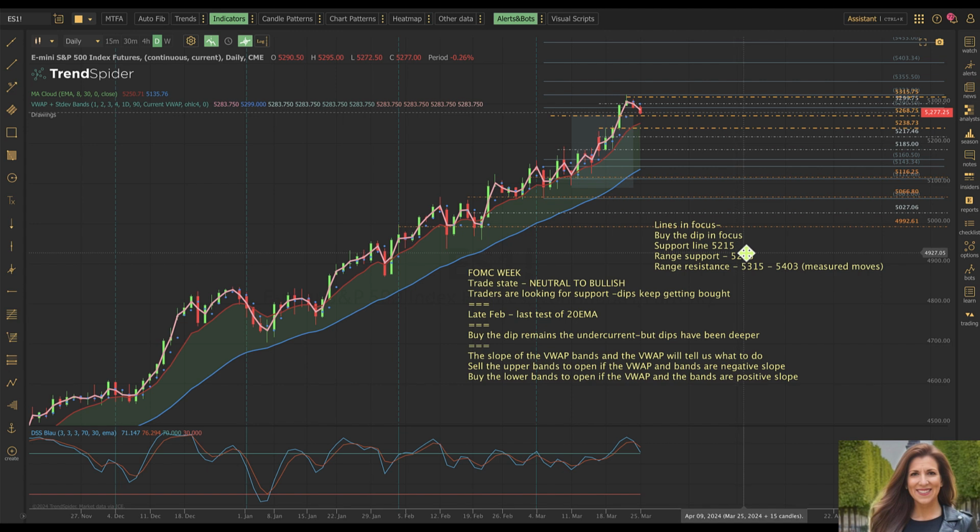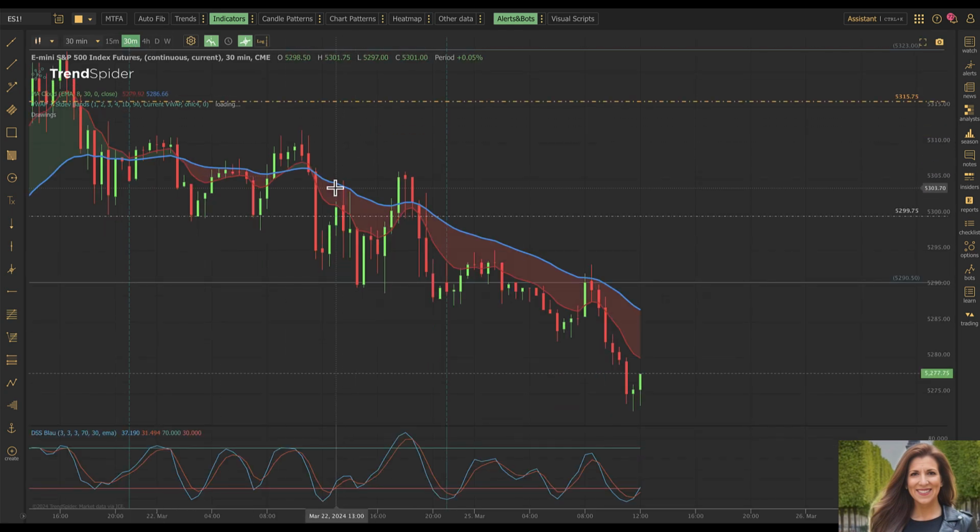It's been down. Key lines, 52.35 is that key support zone. Really, 52.38 probably where they're going to start buying. Range resistance, 53.15, and then the measured moves all the way up. My thought is this is a sell the bounce and watch for lows to stop heading lower. That's what the day is going to look like today in my mind.